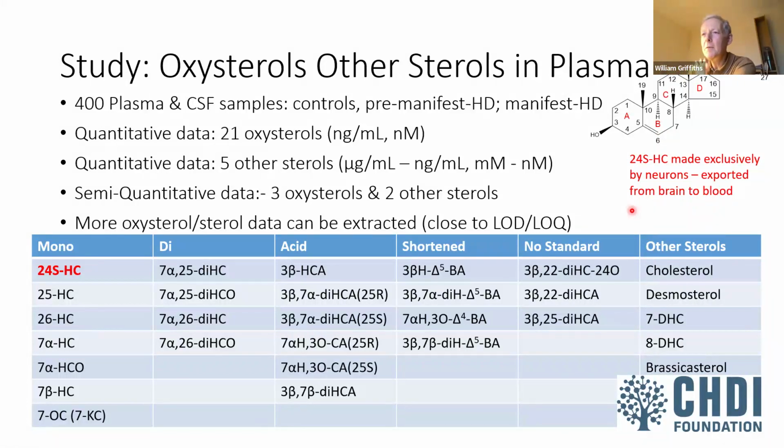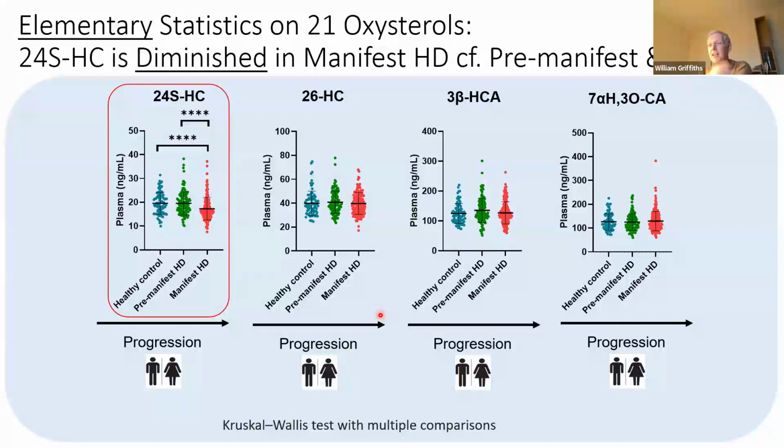So we did this study and measured all these different oxysterols. The only one to change was 24S-hydroxycholesterol. Here's the data: healthy controls in blue, pre-manifest in green, and manifest HD in red. Manifest HD is clearly diminished. So good statistics here. However, a complication of this study was that, almost by definition, pre-manifest patients will be younger than manifest HD patients, since pre-manifest occurs before manifest HD.